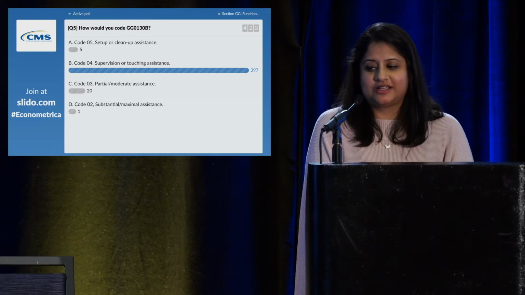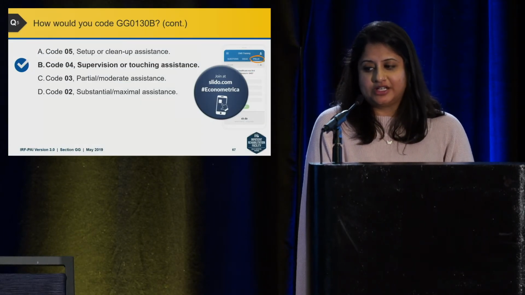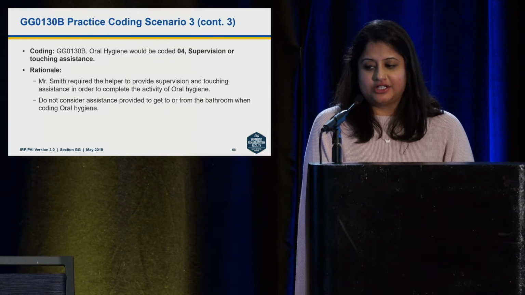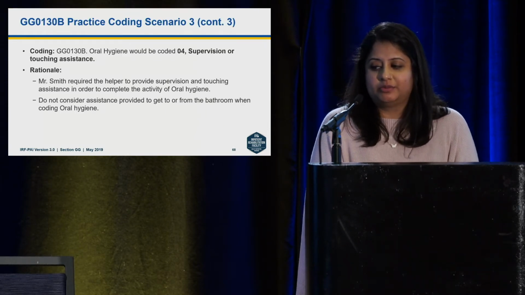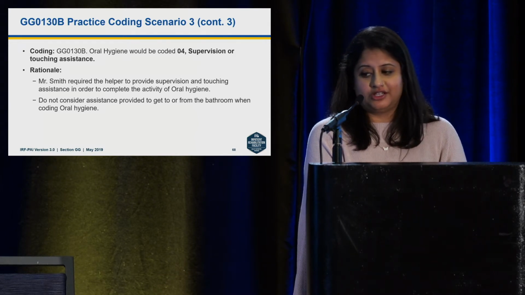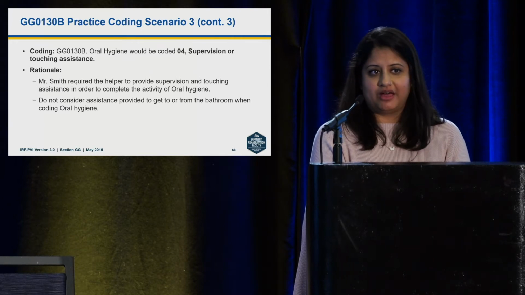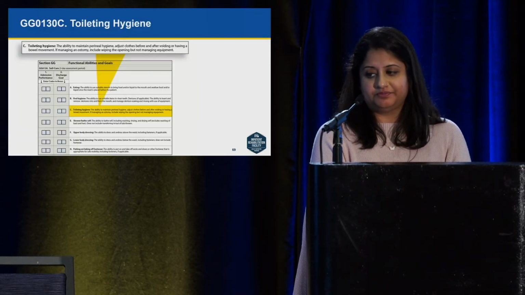Okay, let's look at the correct answer now. And it is O4, supervision or touching assistance. The rationale being Mr. Smith required the helper to provide supervision and touching assistance in order to complete the activity of oral hygiene. Again, we're not considering the assistance getting to and from the bathroom since we're coding oral hygiene.